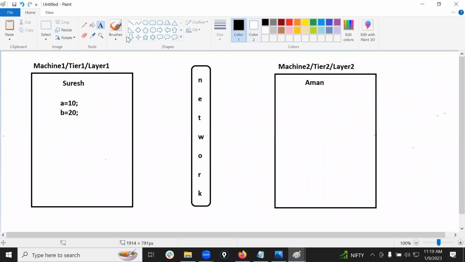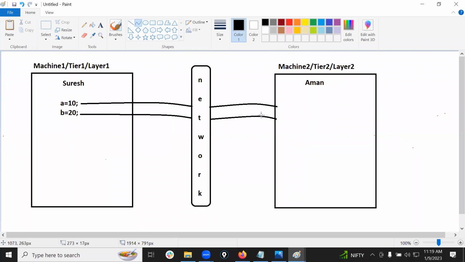See, whenever Suresh is sending this data, assume that Suresh wants to send this data, each data will go to the network and the network will pass the data to machine 2. Understood my point here now? So how many data is he sending? Two data. How many times will data go to the network? 2 times. Assume that Suresh is having 100 data, 100 variables, and he is sending the data to Aman. So definitely here network will be used 100 times.